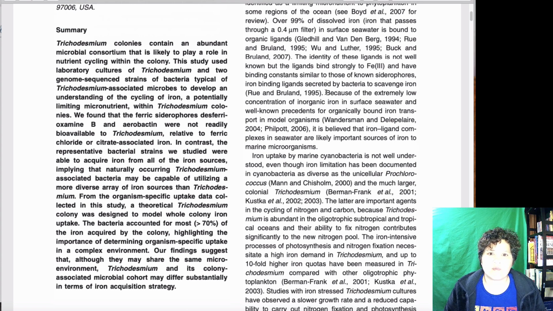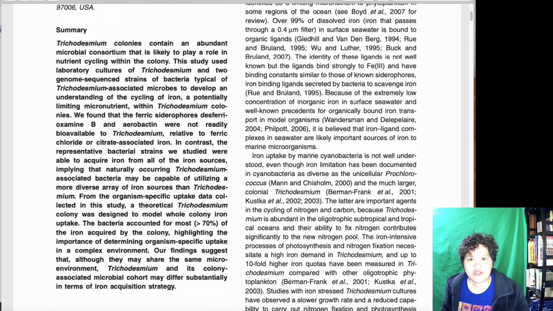So they started with a very general statement of importance. Iron is important. And now they're talking about what specifically is important about iron, which is that in order for marine microorganisms to use iron, they need iron ligand complexes. So that is the important statement.